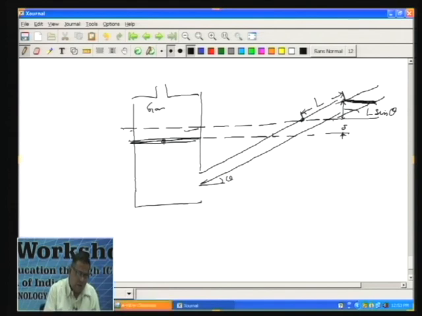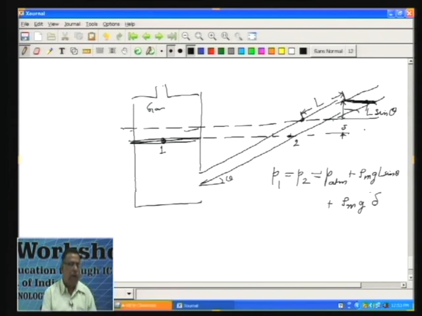Now, we wanted the pressure of the gas, which is the same as the pressure at this point. Pressure at this point is the same as the pressure at this point, and the pressure at this point is the same as atmospheric pressure plus rho g times this height. So, we are saying that P 1 is P 2, which is P atmosphere plus rho m g L sin theta plus rho m g delta. So, we need to find what is delta.